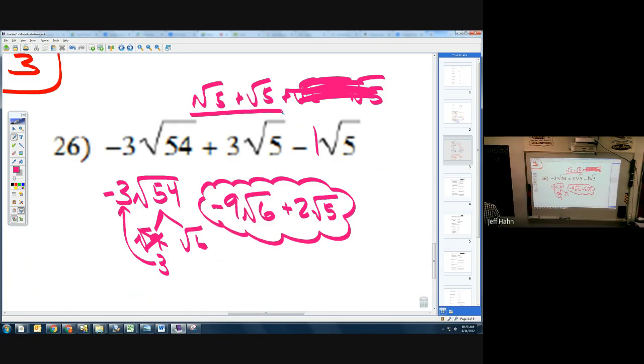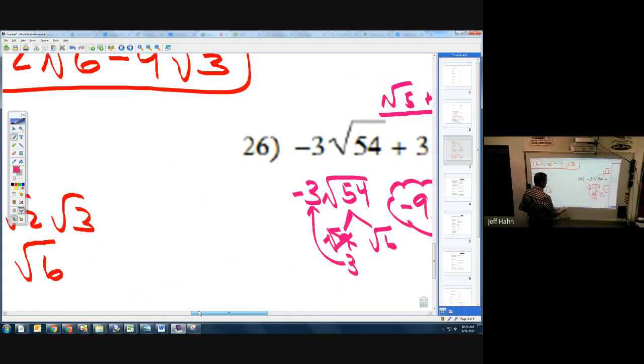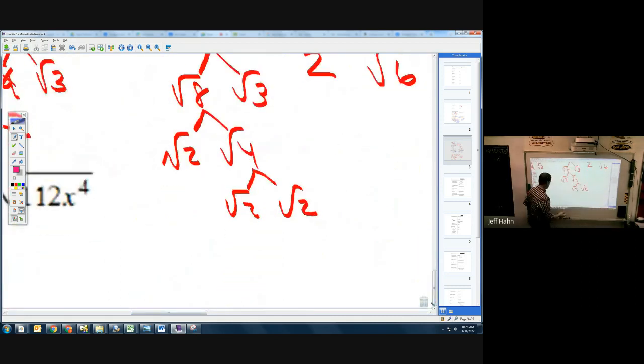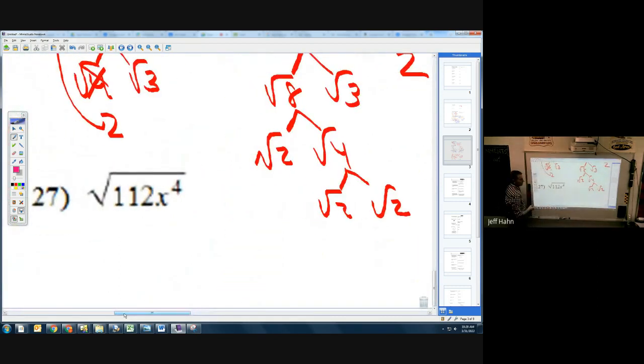I have at the most 30 seconds tops. 27. Oh, that's just a factor in the radical? Really, Ty? What did you break this down into? 112 is what? Work with me, Ty. 2 times 56. I agree. Square root of 2 times the square root of 56. What's 56, Ty?